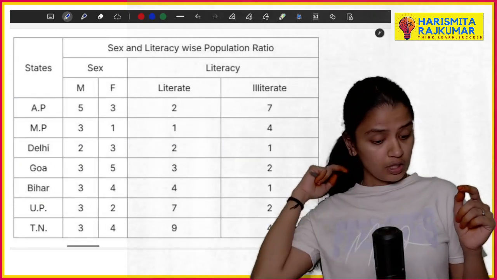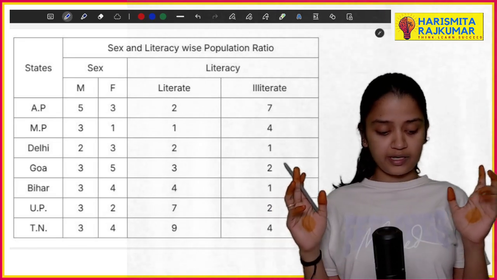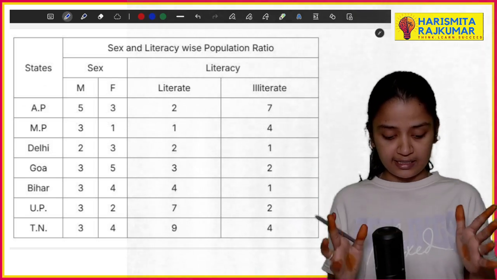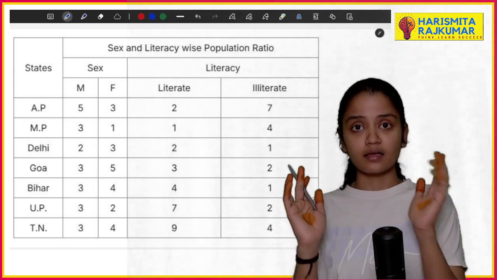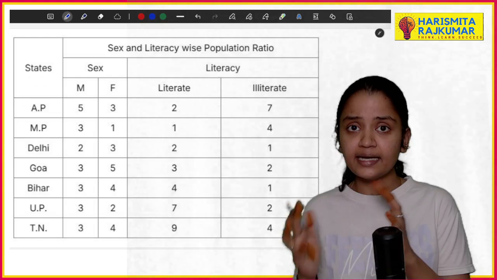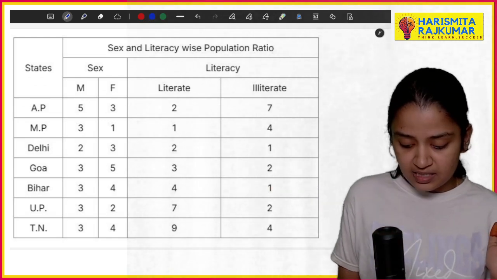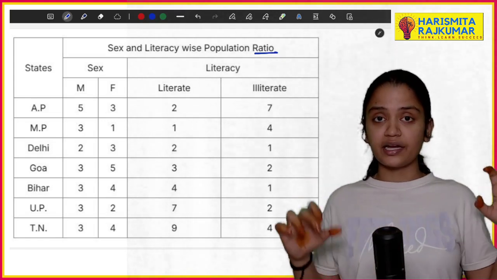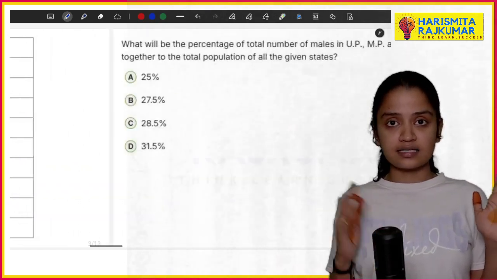And now here is the sex and literacy wise population. For AP, Madhya Pradesh, Delhi, Goa, Bihar, UP and TN, they have given the male and female literacy rate, those who have studied and those who haven't studied, and the ratio has been given. Now take a screenshot of both these things and let's start answering.